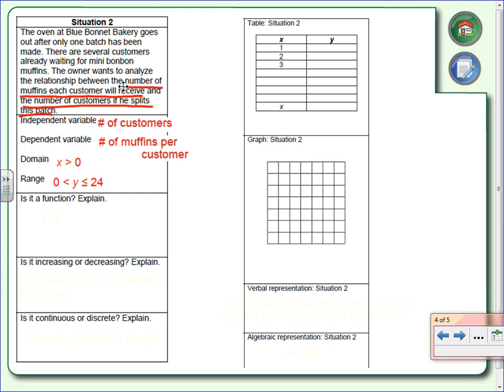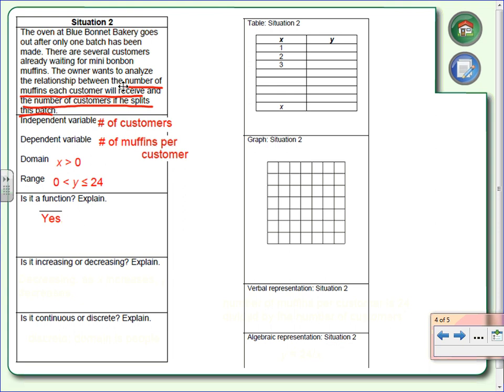All right, let's decide. Do we have a function? Is this a function? Yes or no? Yes, we can call this a function. And the reason we're going to call this a function is because each x value has one unique y value. In other words, if there was only one customer, they get all 24.